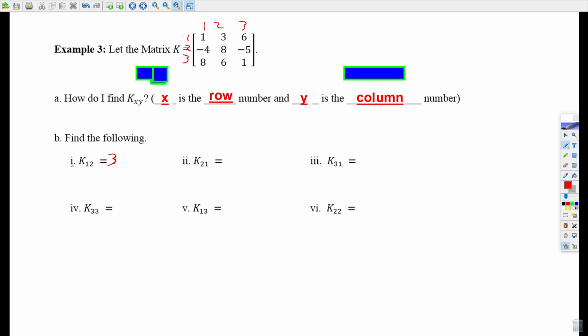For the next one, K of 2, 1, that would be the second row, first column, so wherever they intersect, which would be -4. And you just keep doing it like that. K of 3, 1 is third row, first column, that would be 8. 3, 3 is third row, third column, which is 1. K of 1, 3 is first row, third column, which is 6. And 2, 2 would be right in the middle, that'd be 8. Again, hopefully not too difficult.